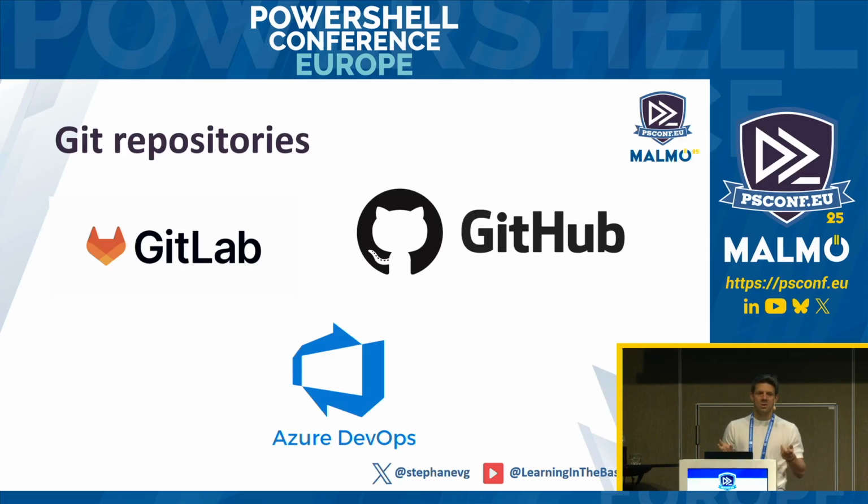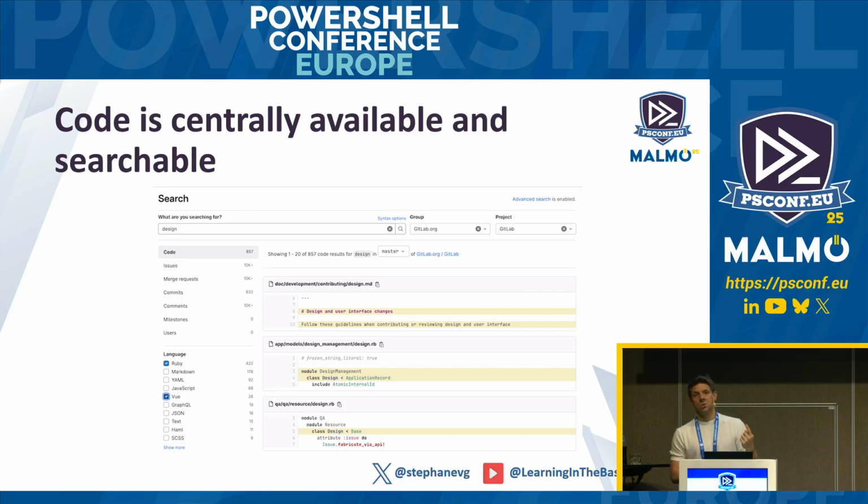So Git is not only Git locally, we also have Git repositories, and this is where it becomes really interesting. It powers everything up. We have tools like GitLab, GitHub, Azure DevOps, where you can host your code, make changes, and push it to the remote repository. This makes your code available centrally, and also searchable if you organize your repositories correctly.